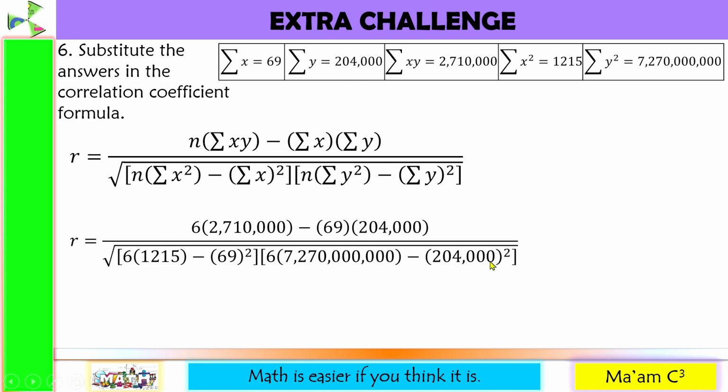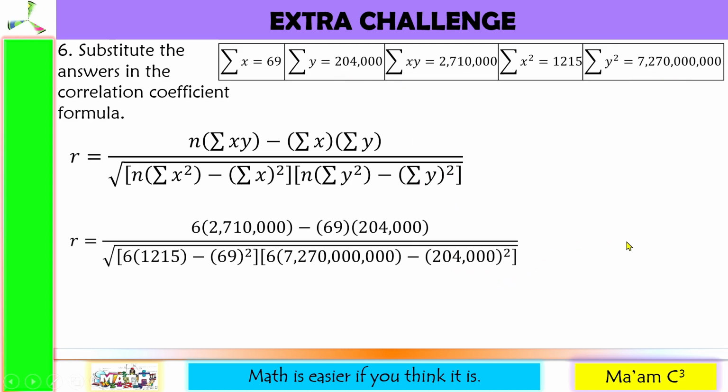All over is square root of n again is 6. Summation of x squared is 1,215. Minus the square of the summation of x, which is 69, times our n again is 6. Summation of y squared is 7,270,000,000 minus the square of the summation of y, which is 204,000.